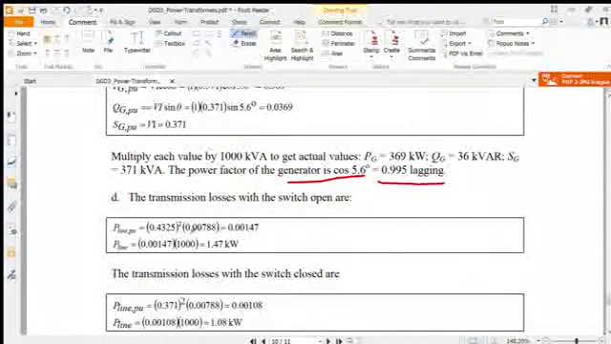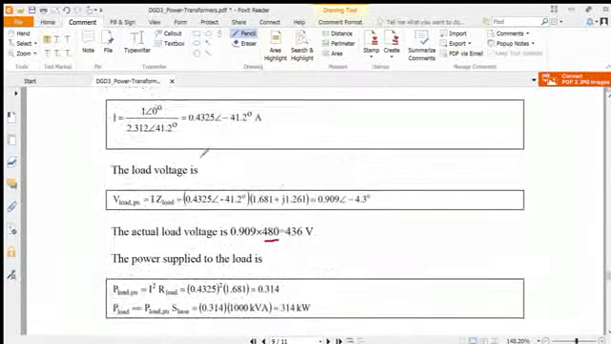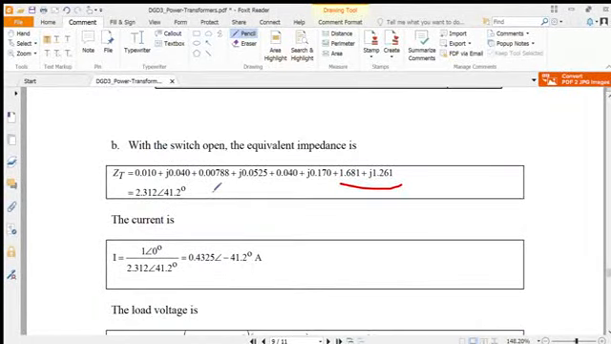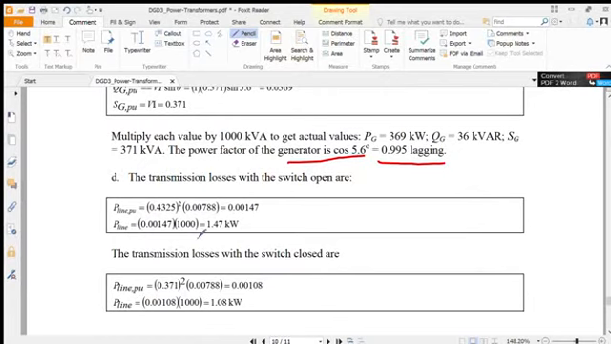Now we have to find the transmission loss. Transmission loss occurs in the transmission line. When the switch is open, in case 2, this is the transmission line, and the loss is I squared R. Here is the current value. What is the current value? 0.352. In the transmission line, this is R, this is X. So go down. Yes, this is the I squared R, and this is the R. If we multiply by 1000, then we'll get the real value, I mean the actual value.